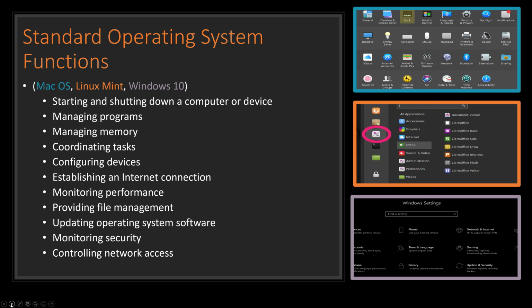Okay, so what we can do with these: shut down a computer or device. With the operating system, we can manage programs, who can use what program, how that program is run. So maybe there are certain programs that need to be run with administrative levels. Okay, that can be risky from a security standpoint, but we can right click and say run as administrator or configure it to always run with higher level privileges. Okay. We can manage memory, we can coordinate tasks.